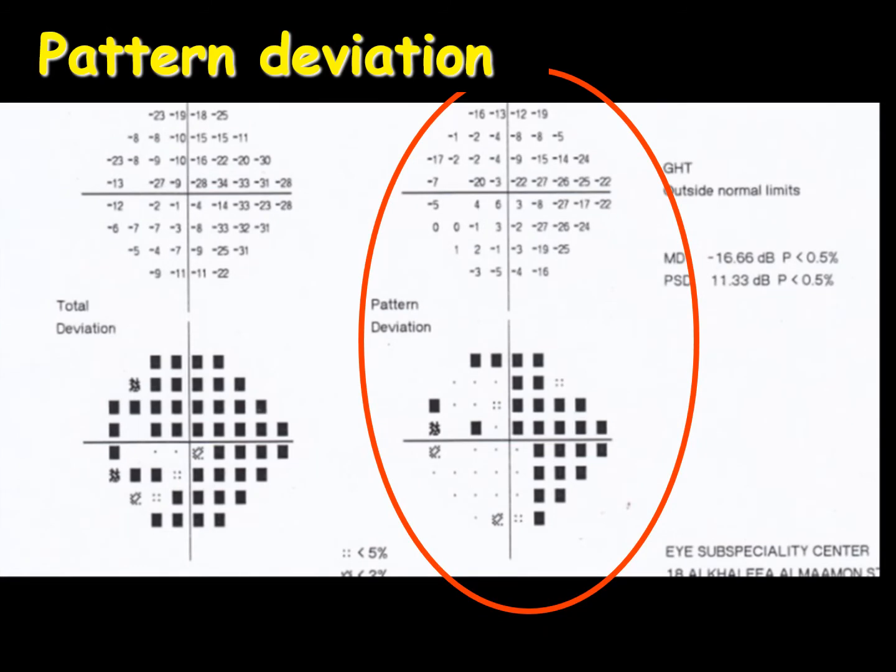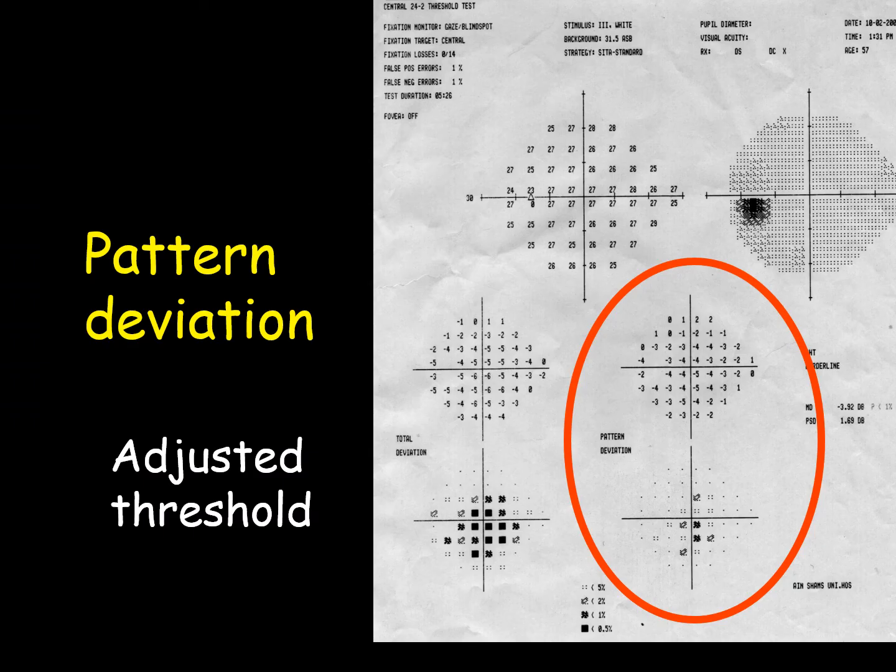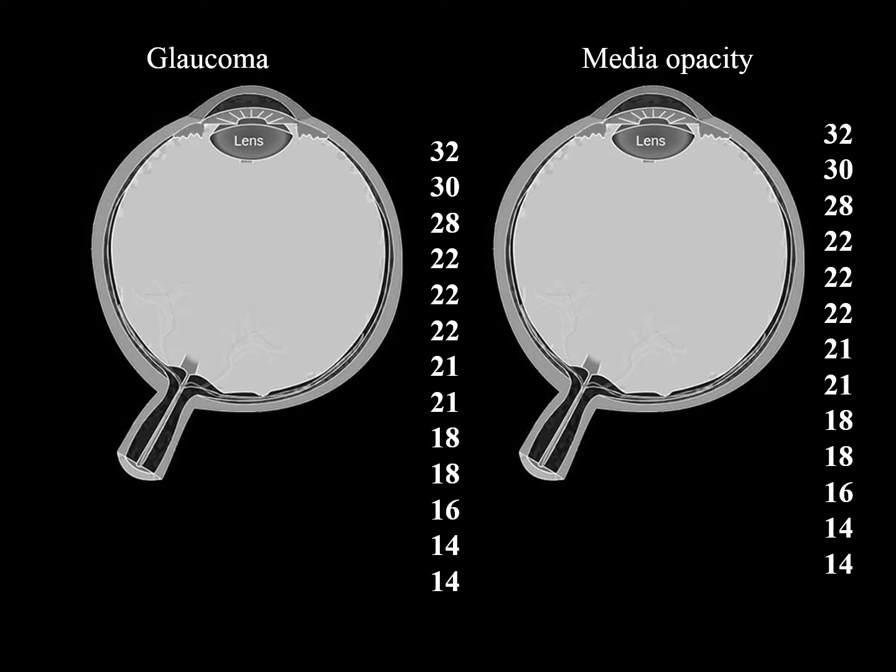The second part here is the pattern deviation. Again, we have values, numbers here, and a probability plot down. The pattern deviation is an adjusted threshold. To understand the idea behind this, let's consider we have a patient tested. We get the values of all the test locations and we arrange these values from the highest to the lowest.